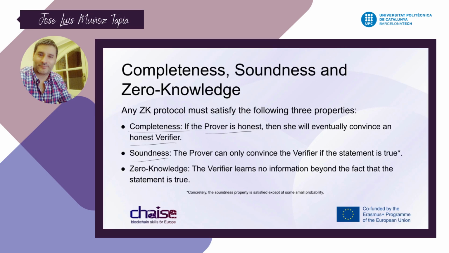Soundness is usually the hardest to prove. Soundness means that the prover cannot convince the verifier that a statement is true without it being true. This is the hardest, because soundness means that the prover cannot cheat. These are the two classical properties, and now we are adding a new one.